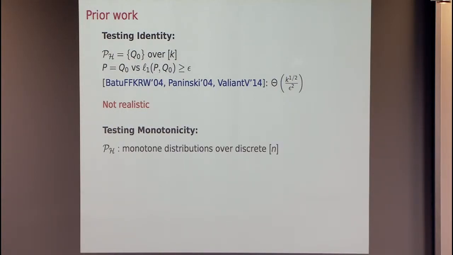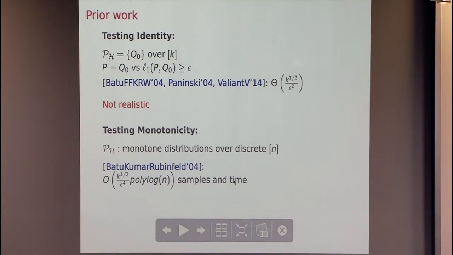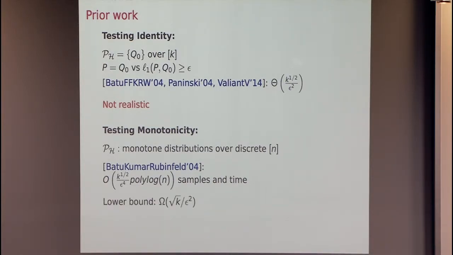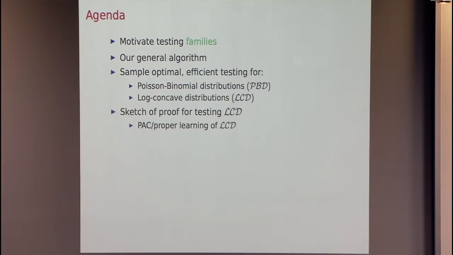So the other problem that was studied was testing monotonicity by Batu, Kumar, and Rubinfeld, who showed that, again, the number of samples grows as square root of the domain size times some polylogarithmic factor, and as 1 over epsilon to the 4 in terms of the error parameter. Moreover, there is a lower bound of square root k over epsilon squared. And even for the simplest of problems, we still do not know what the correct answer is in terms of epsilon, which is slightly sad.